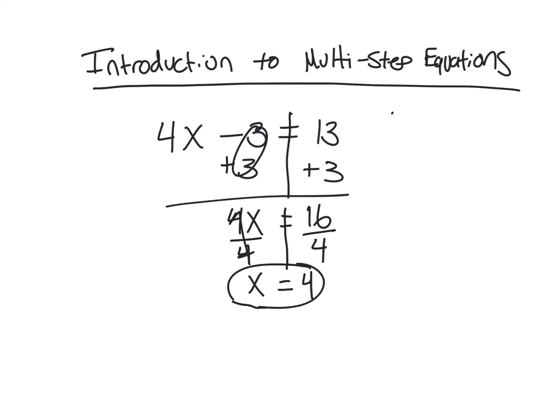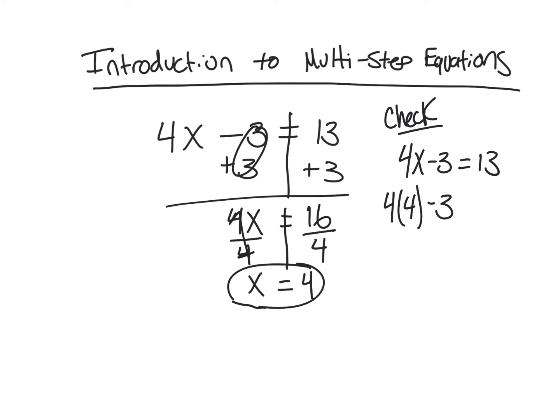And we want to check our answer. We are going to copy the original, so 4x minus 3 equals 13. And then I'm going to replace the x with my 4. Copy the rest of the equation down. 4 times 4 is 16. Minus 3 is 13. And 16 minus 3 is 13. So 13 equals 13. So in this case, we reverse the order of operations to get the variable by itself.